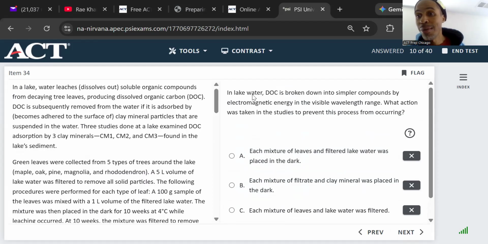What if I'm wrong? In terms of the explanation, I got the right answer. Okay, in lake water, DOC is broken down into simpler compounds by electromagnetic energy in the visible wavelength range. What action was taken in the studies to prevent this process from occurring? Let's read that. In lake water, DOC is broken down into simpler compounds by electromagnetic energy in the visible wavelength. What action was taken?